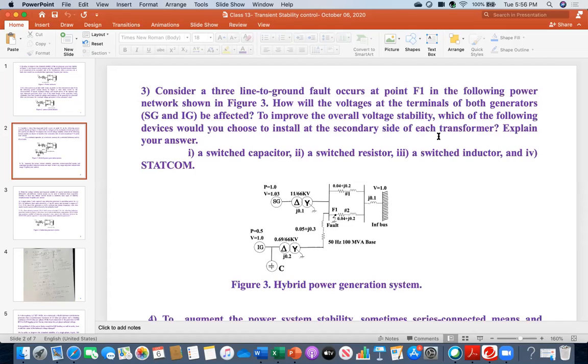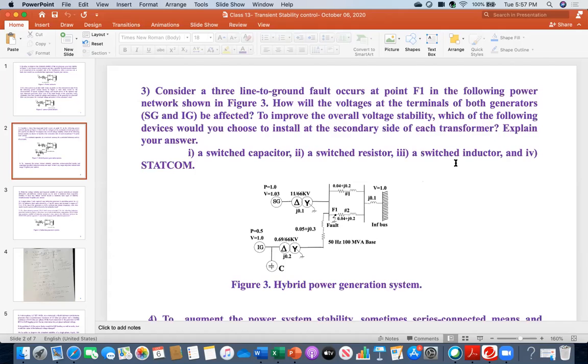So the meaning of the question is that because there are two generators, definitely if you just put only one thing here, it cannot solve the problem. Or if you just put one solution for the induction generator, you did not look at SG, that will also not help. I mean, it will help somewhat, or it can provide the local stability, but it cannot maintain the overall voltage stability. So which of the following devices would you choose?